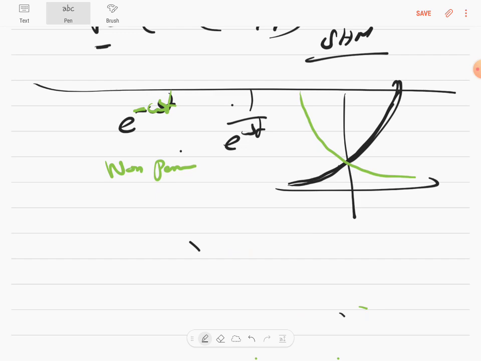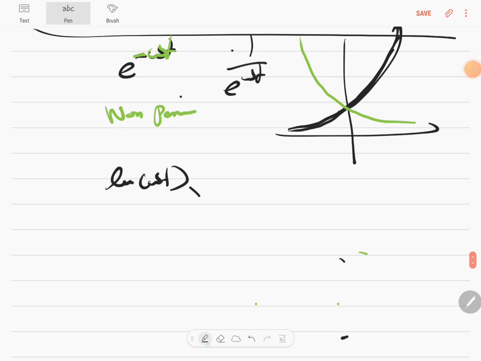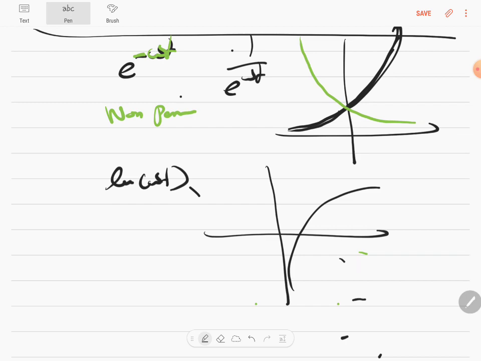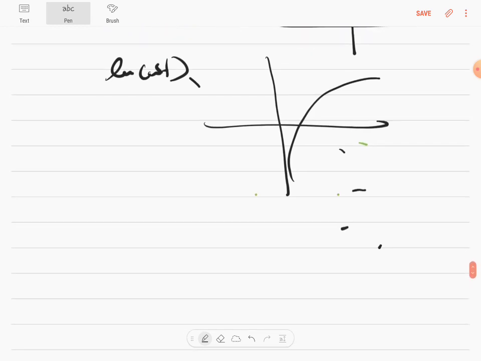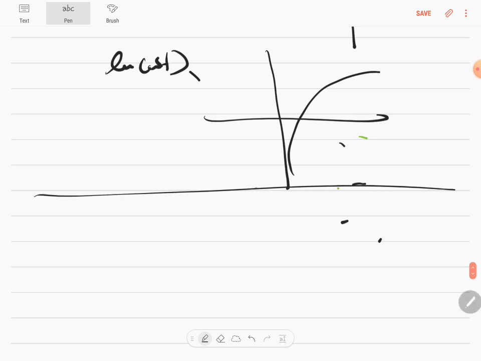The next question here is the log graph, the log of omega t. Okay, so let's see how a logarithm graph looks. It's going to be something like this. So therefore it is not periodic, it's not repeating itself. That shows that it's simply not repeating itself. So that's done.